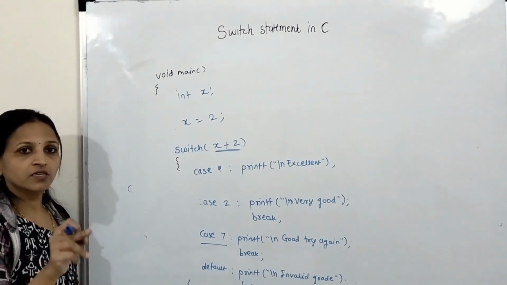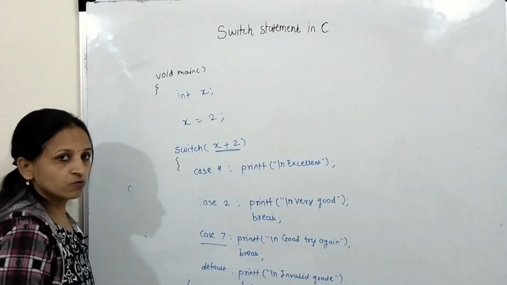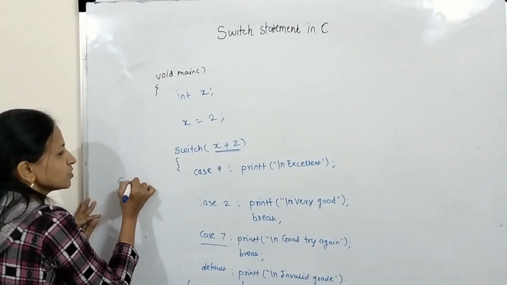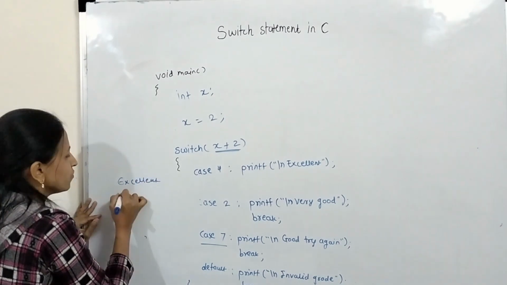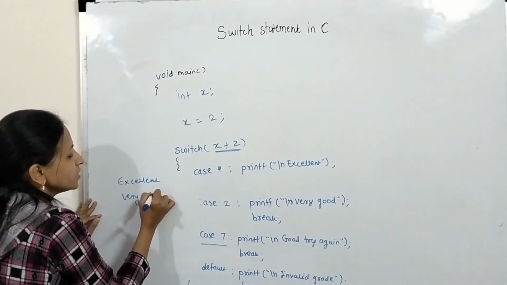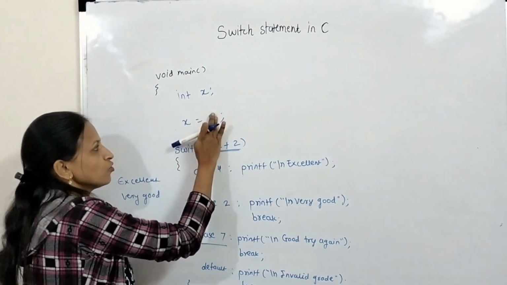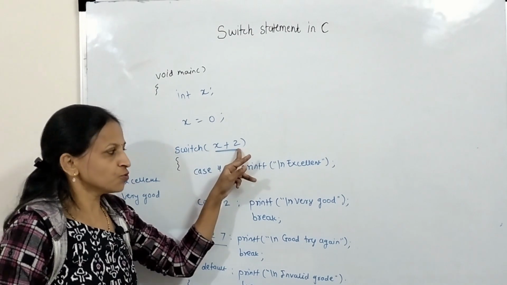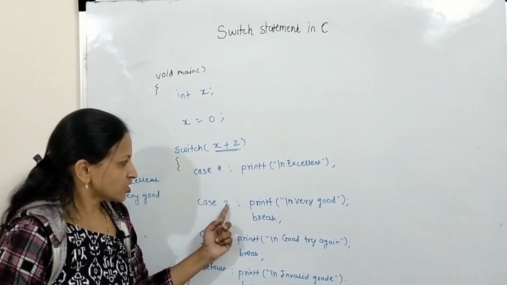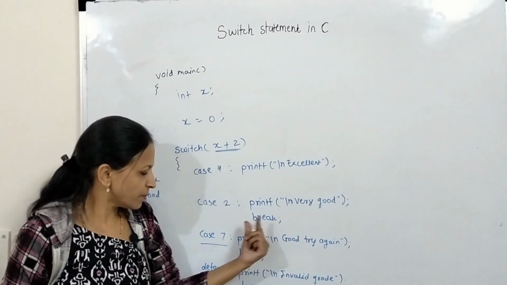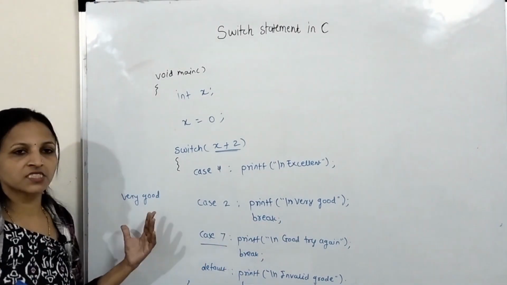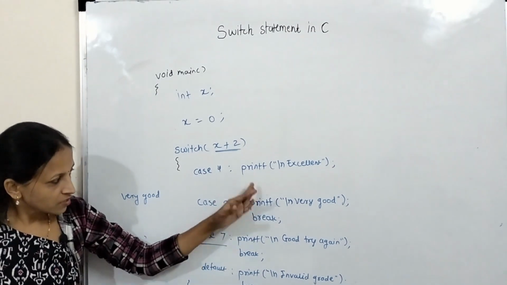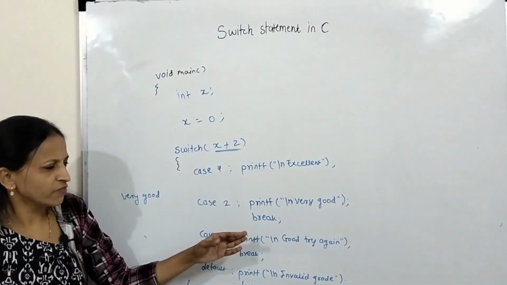In that way, if the break keyword is not used, here if x is 2, then you will get a message on the output screen, excellent as well as very good, both. And suppose the value of x is initially 0, then how will it work? 0 plus 2, 2. This matches, and it will display only very good and break. That's why it will come out of it. Only this message will get displayed on the output screen. This is how the break keyword gets executed.